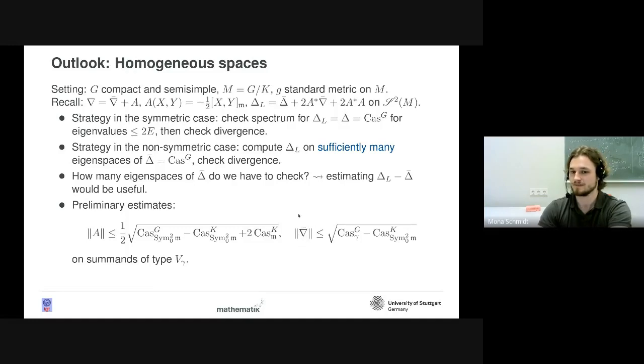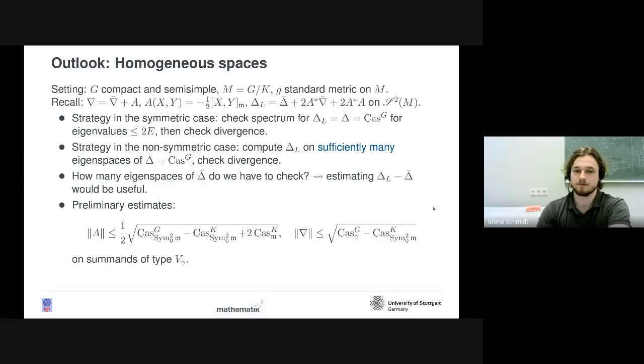So usually these kind of operators are unbounded, but here we restrict it to a summand of type V gamma. So it's a representation where we know that it's a finite dimensional vector space. So we know how we can estimate this by the rough Laplacian. And this gives us this estimate here that depends on the Casimir operator on V gamma.